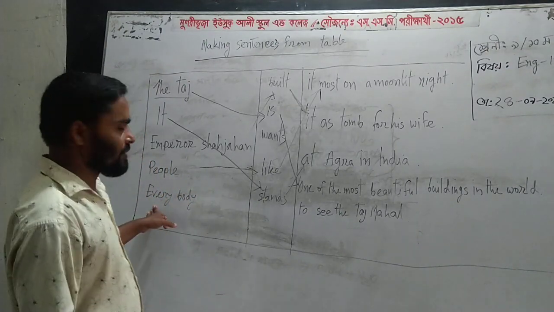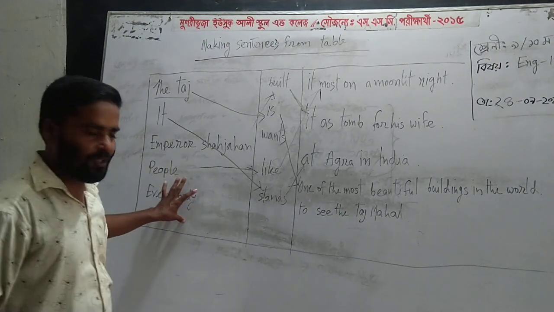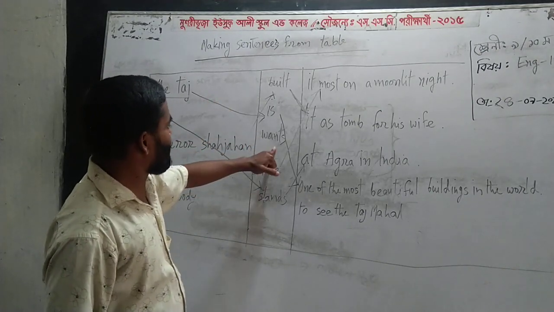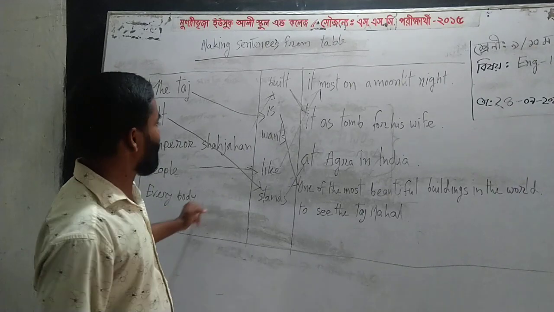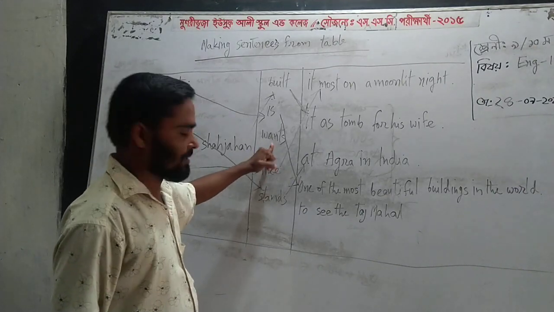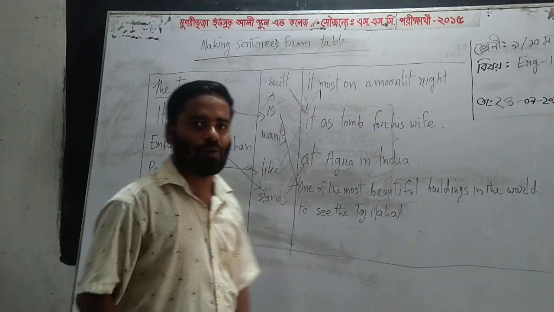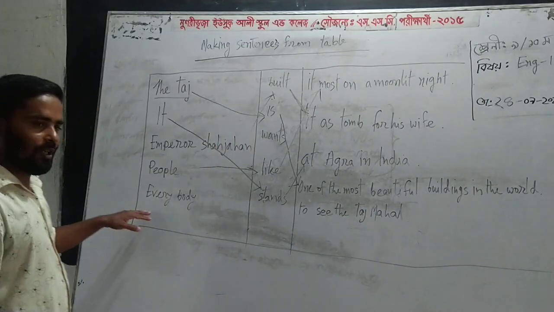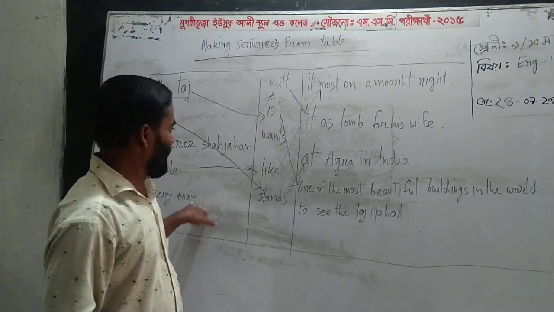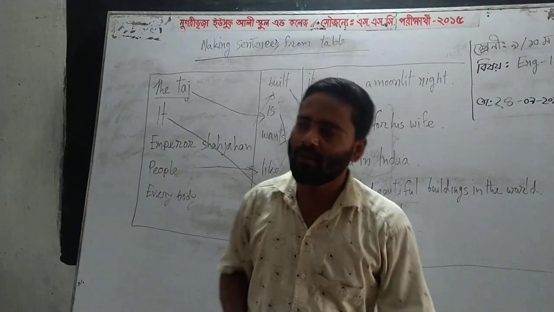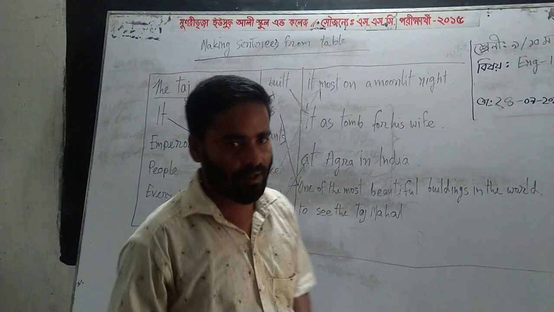Now this is the last subject, this is the last verb. Everybody wants, and this is the last object, to see the Taj Mahal. So obviously you will write: everybody wants to see the Taj Mahal.